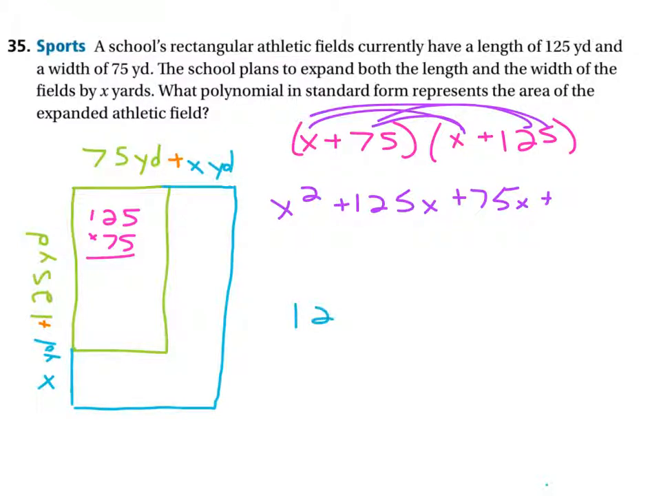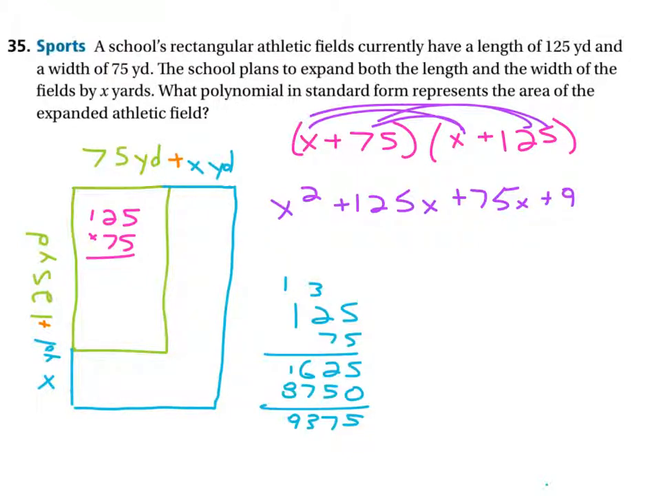So I'm going to do down here just 125 times 75. 5 times 5 is 25, carry the 2. 5 times 2 is 10, plus 2 is 12. Carry the 1. 5 times 1, 5 plus 1 is 6. 0 placeholder. Now 7 times 5, 35, carry the 3. 7 times 2 is 14, plus 3 is 17, carry the 1. 7 times 1 is 7, plus 1 is 8. 9,375. And you can confirm that with a calculator. I'm not using a calculator. I like to practice my multiplication.